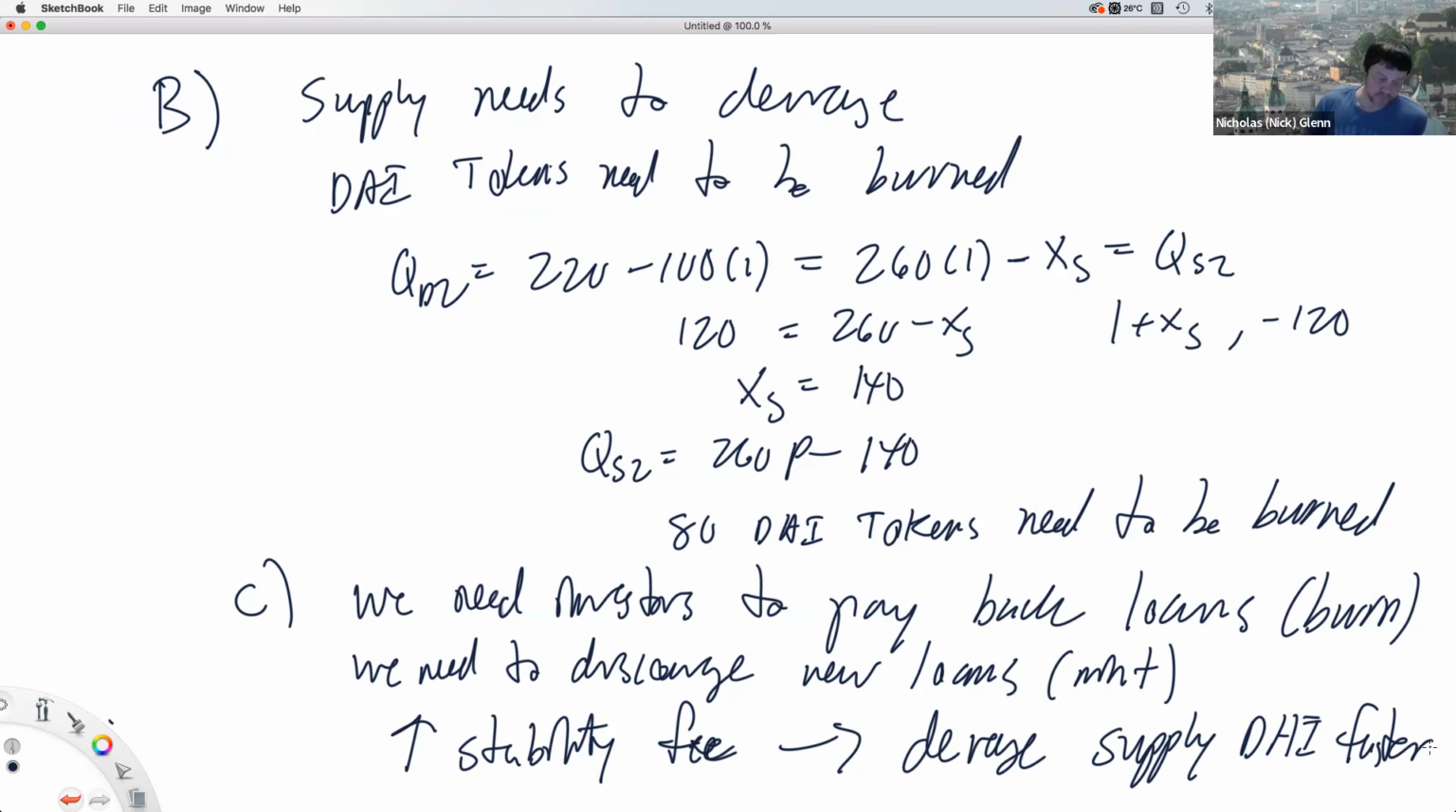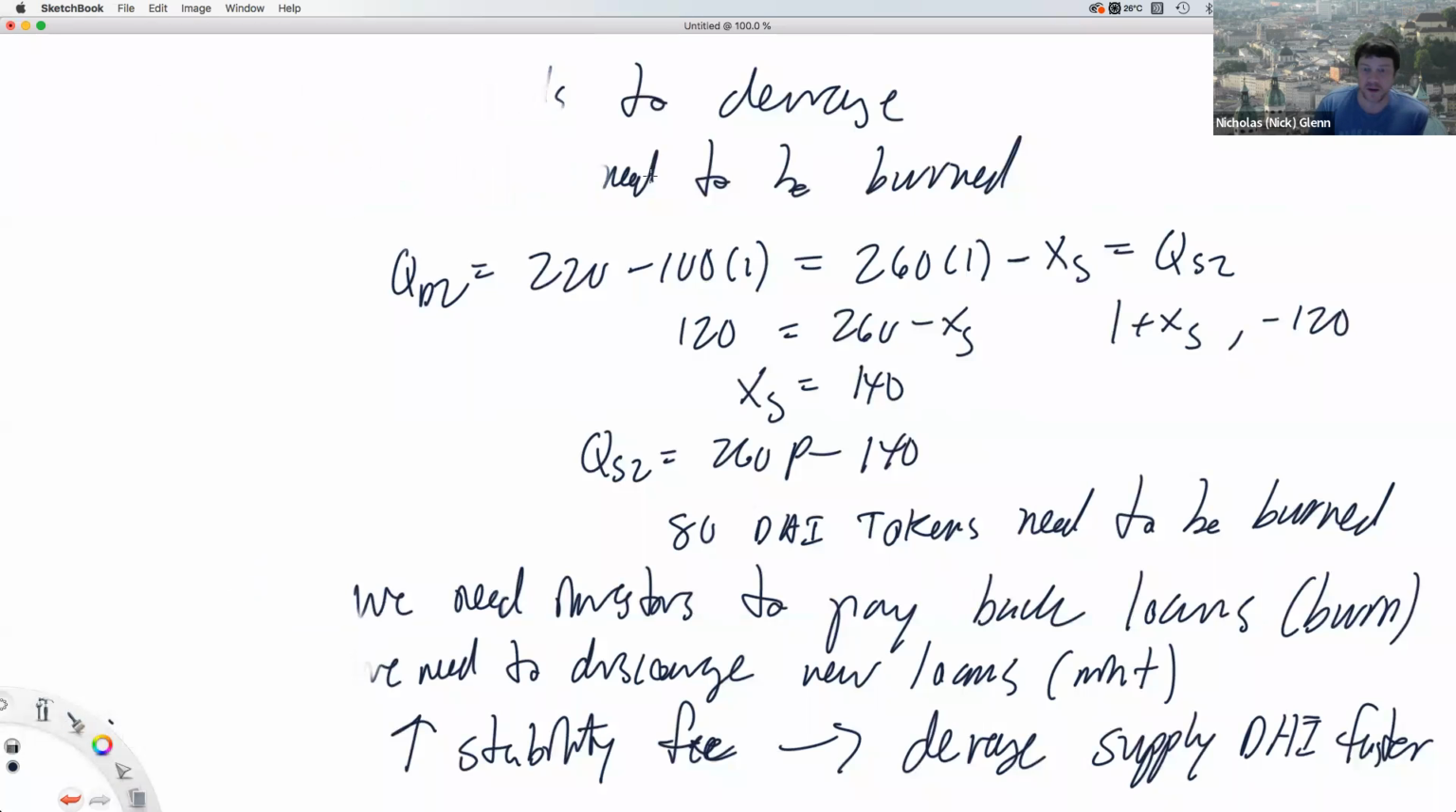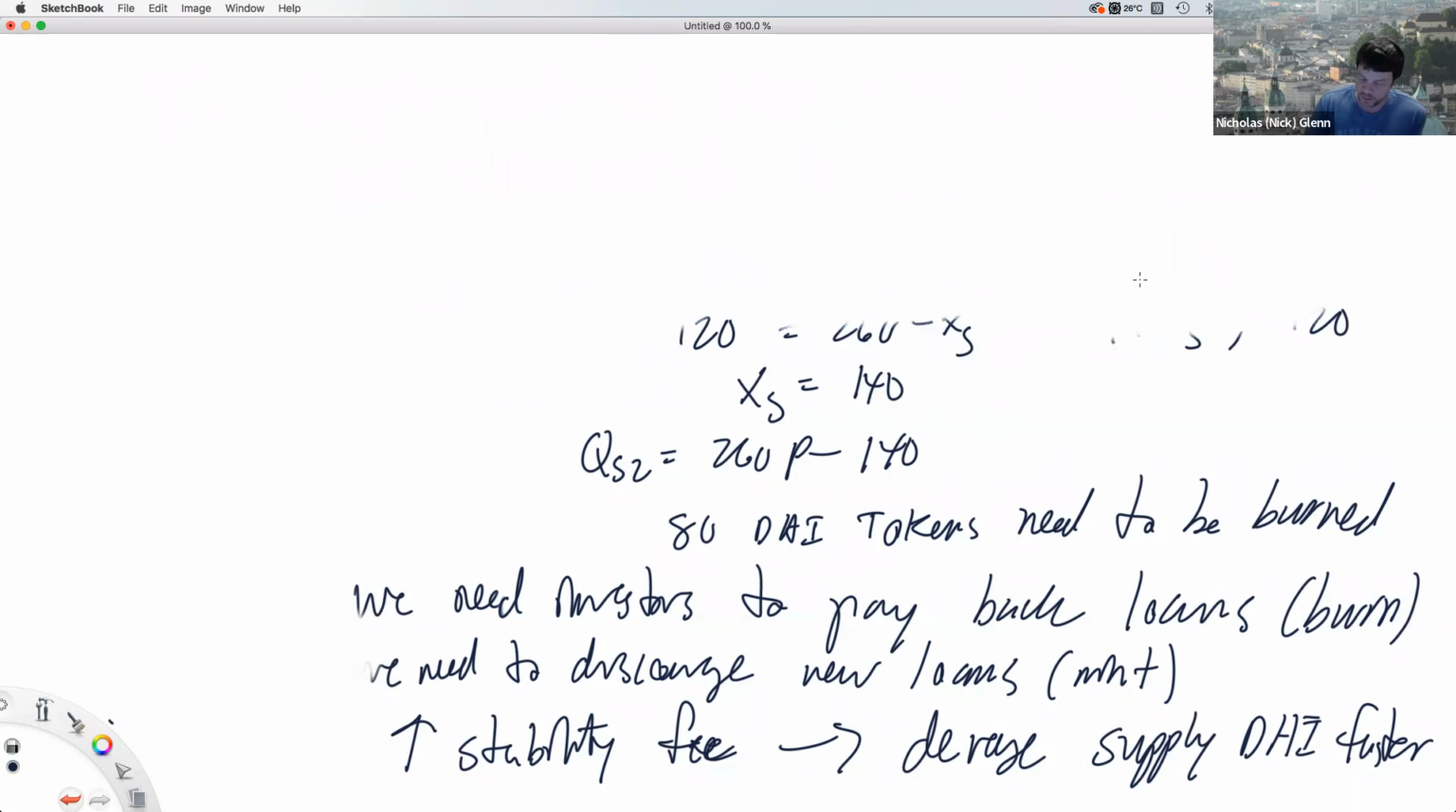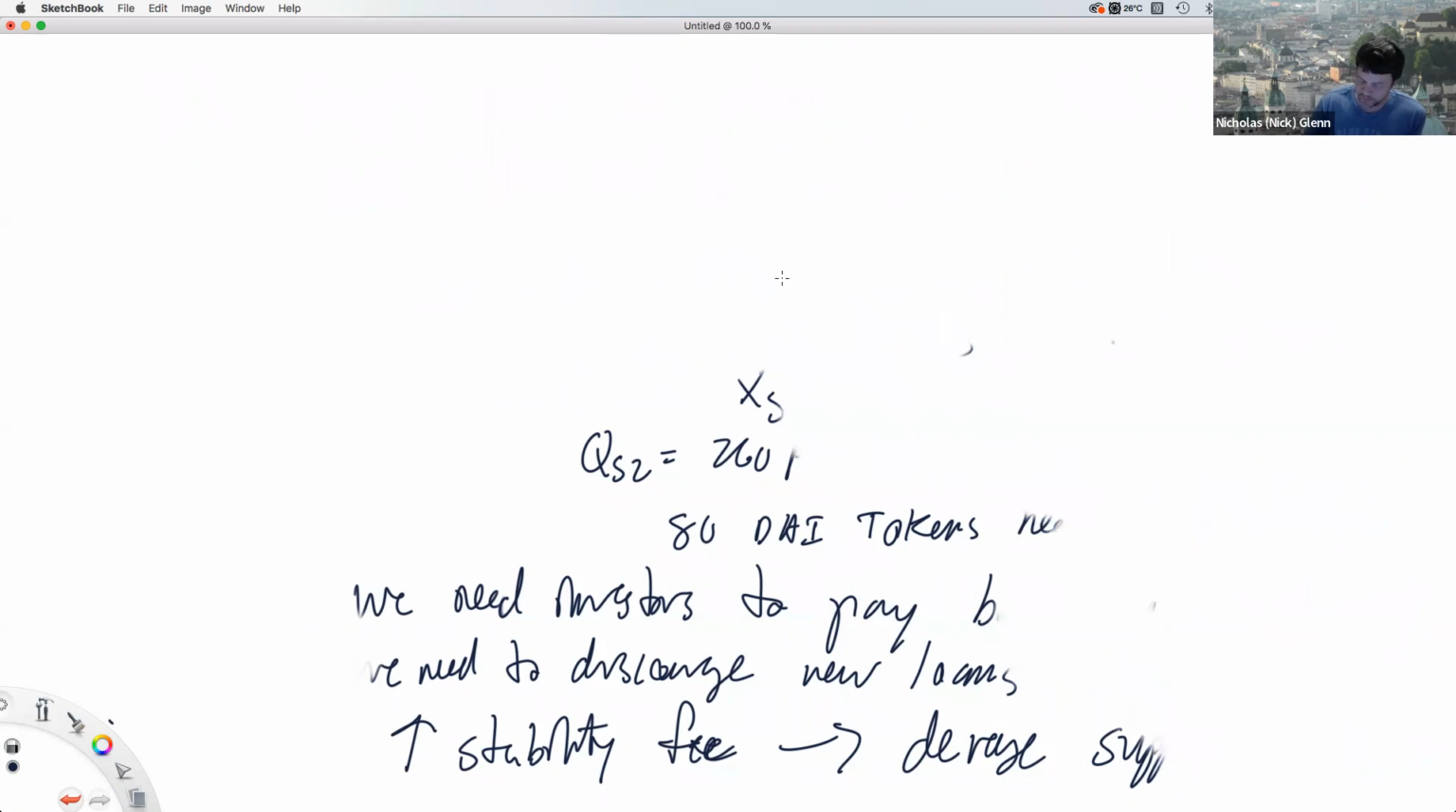Okay. That's one of the things that's unique about this. So they have this stability fee. It's a neat little incentive that they use for the monetary policy to control the supply of the tokens. All right. D, we want to find our new equilibrium quantity. And then once we do that, we'll draw a diagram showing everything that's taken place so far.